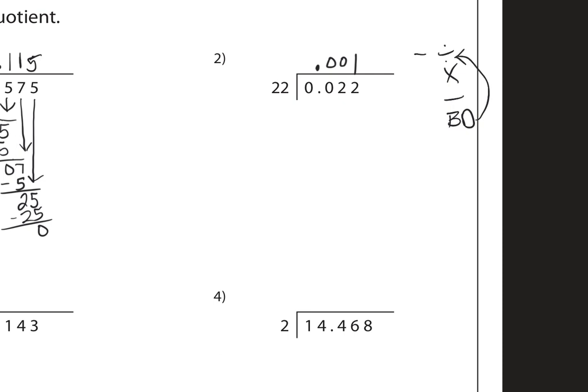Now that we have divided, let's begin the process. Second step is to multiply. 1 times 22 is 22. Subtract, I get 0, and I have nothing left to bring down. My answer is 1,000th.